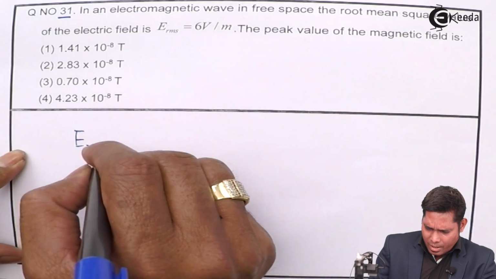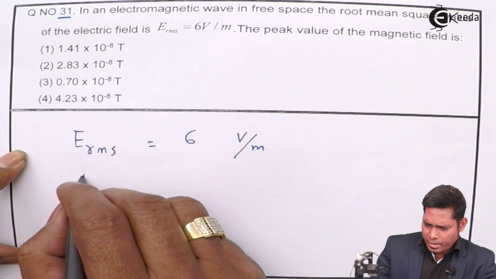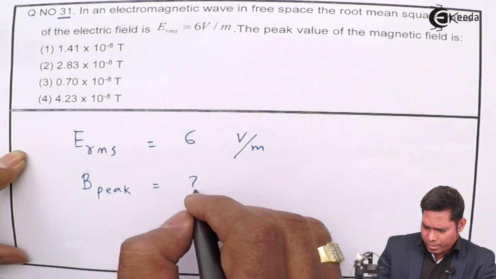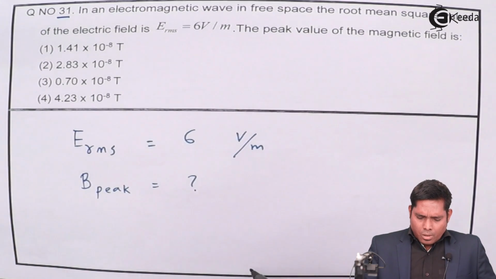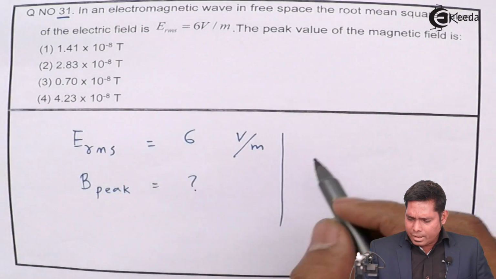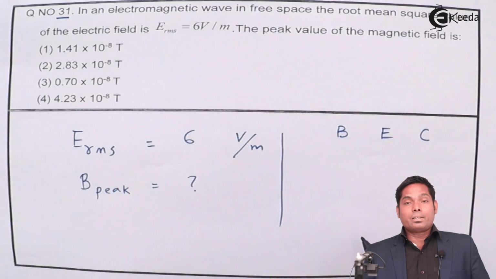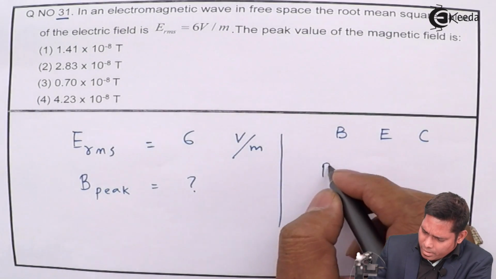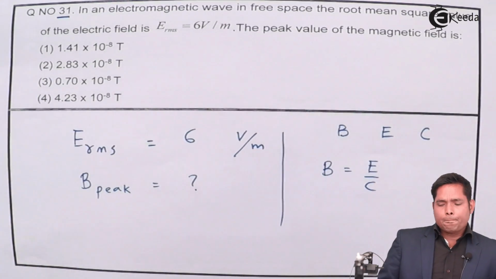What is given is ERMS, which is 6 volt per meter, and we are required to find B of peak value, and that you have to find in Tesla, SI system of units. We know that the magnetic field B, the electric field E and the speed of light C are related to each other. The magnetic field B is given by E by C, E over C.